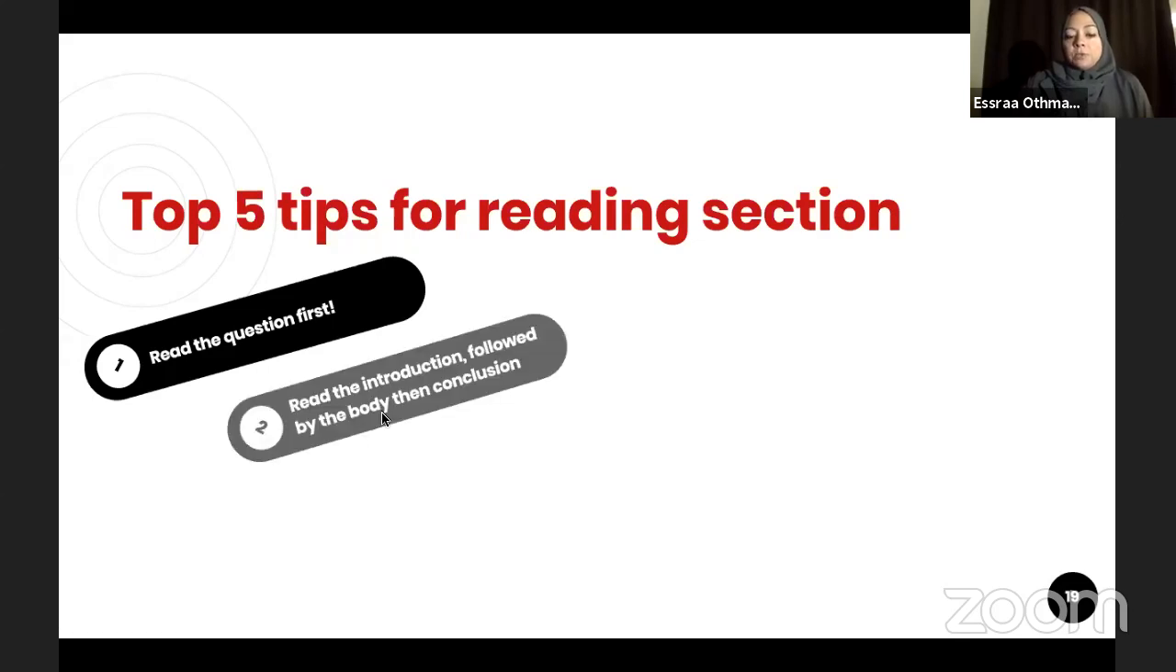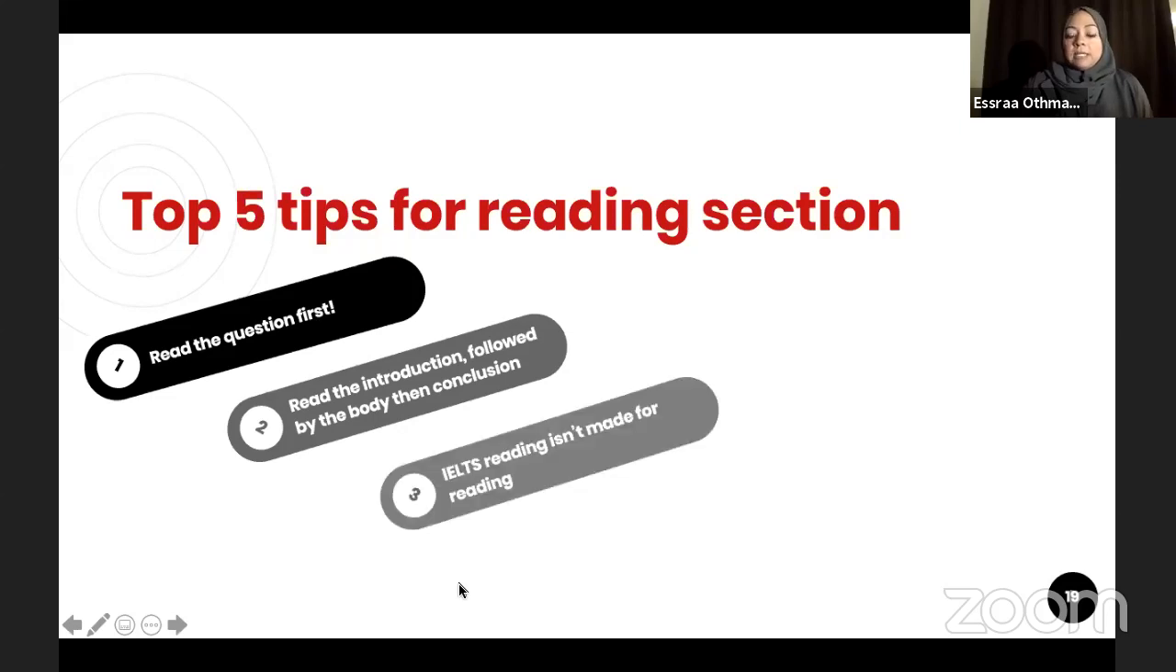Now, it's good to read the first 2 or 3 sentences in each part, in the introduction, in the body, and then the conclusion, because this helps you to identify the main idea for each paragraph. You don't have to read them all unless you are asked for a certain specific information. And in this case, you have to dig deep for this information specifically, okay?